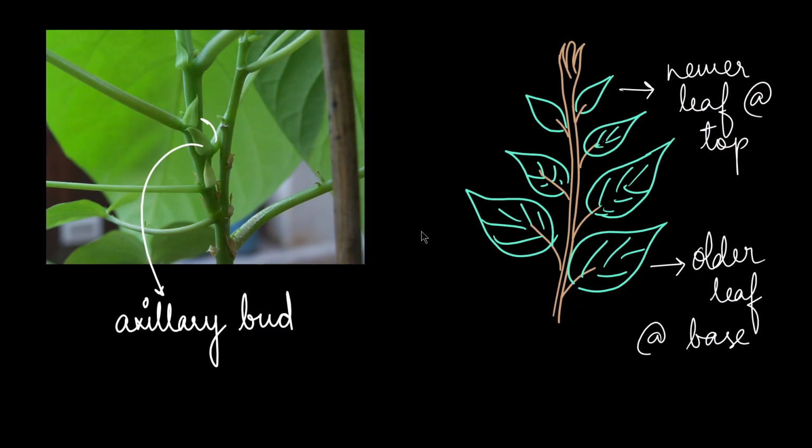Although this might appear random, this particular type of arrangement has a name. It's called an acropetal arrangement. Even flowers are seen to have this sort of arrangement sometimes. So now let's look at the different parts of a leaf.